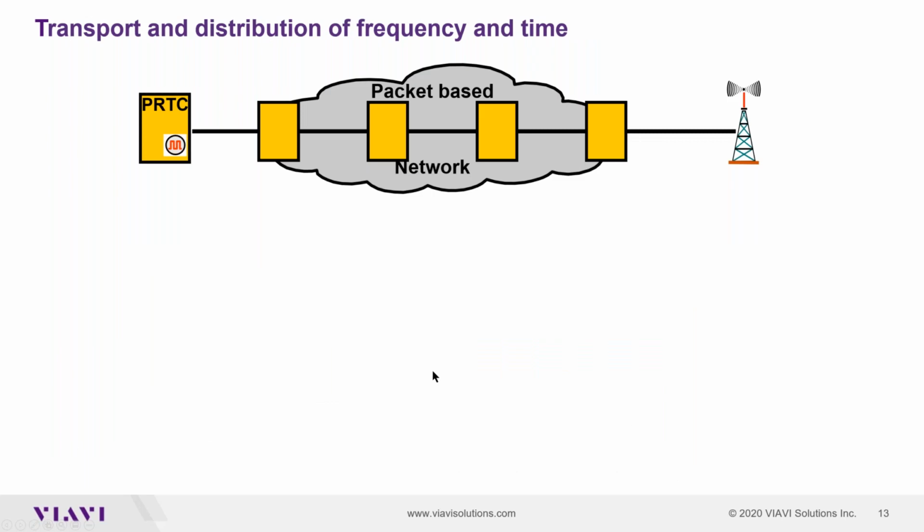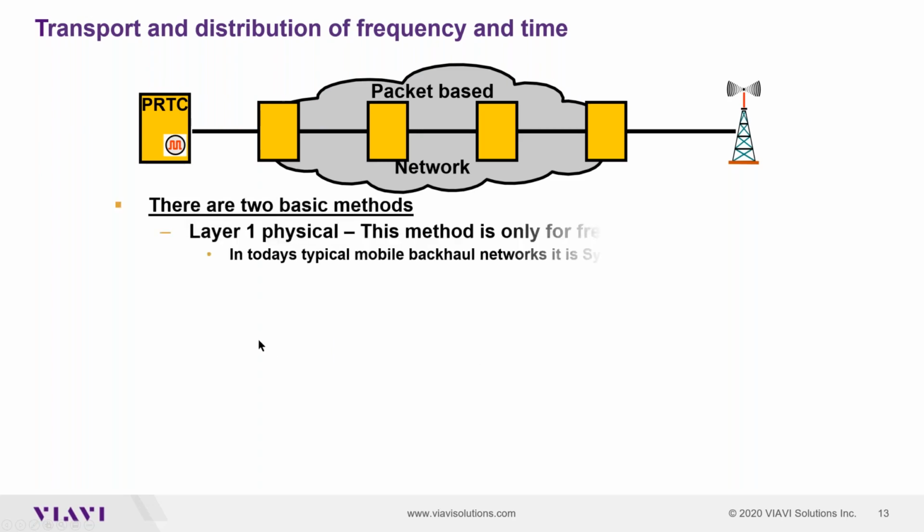Explained now in a simple way. So we have frequency and time, transport and distribution. About frequency, this is called the layer 1 physical method. It's only for frequency, and it's simply done.